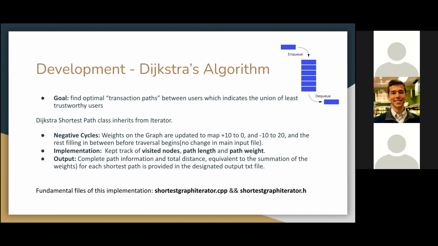And then we kept track of visited nodes, path length, and path weight. The output is the complete path information and total distance for each shortest path, and we put it in an output txt file again. There are two fundamental files, shortest graph iterator CPP and the H file. The essential point here is to use a queue.